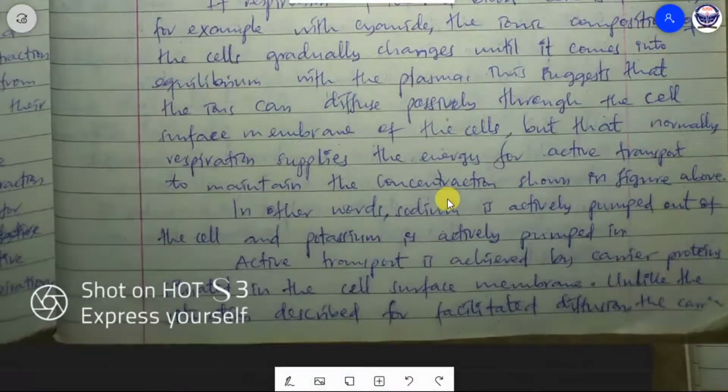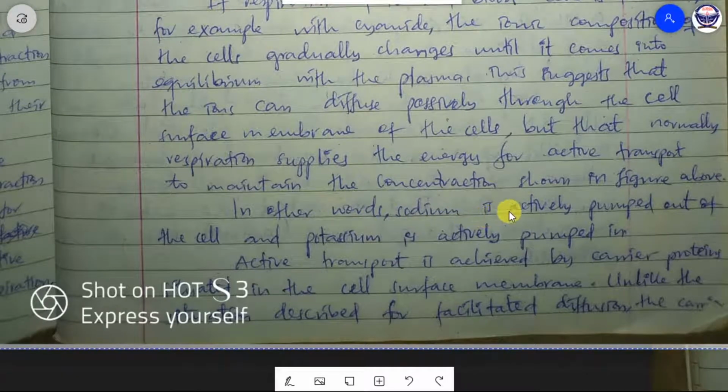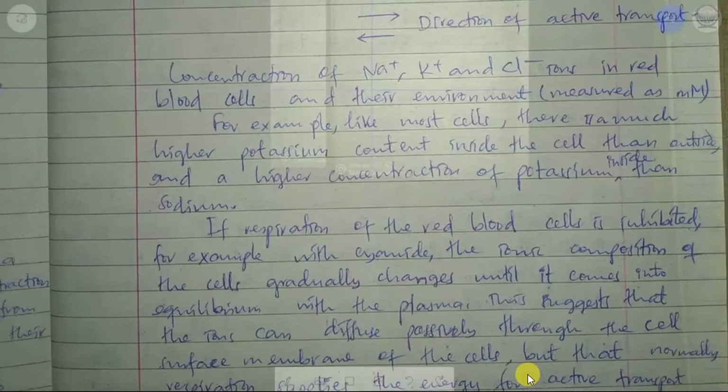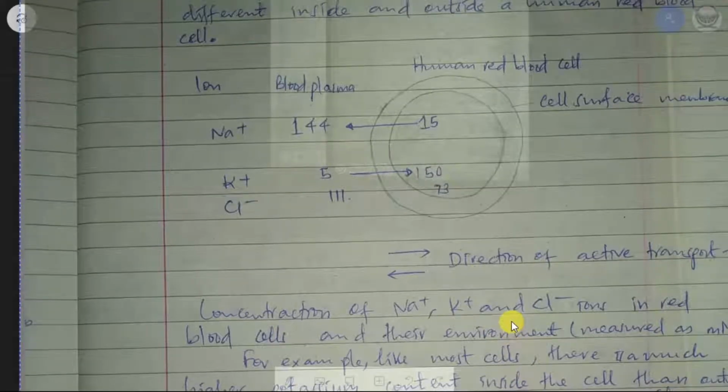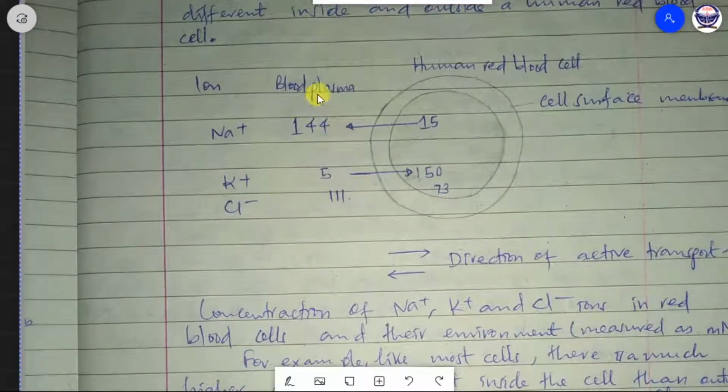In other words, sodium is actively pumped out of the cell and potassium is actively pumped into the cell. As we see in the diagram, the concentration of sodium ions outside is higher. So if we want to perform active transport of sodium ions, we must move them from outside to inside.